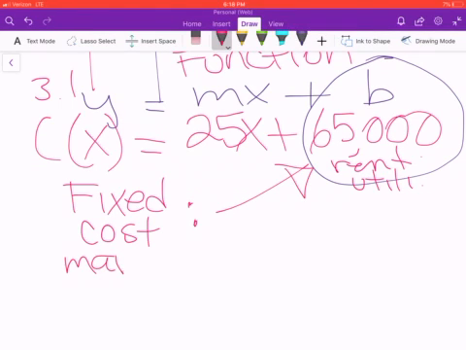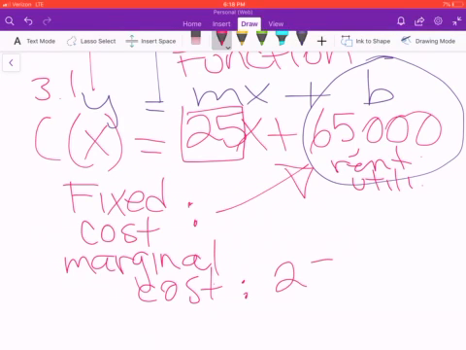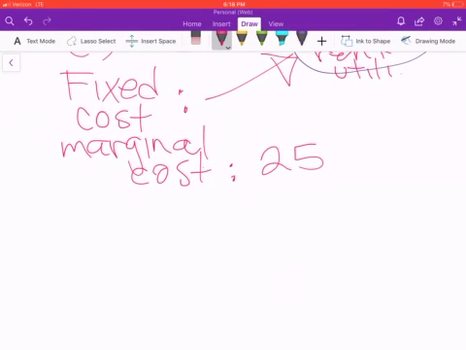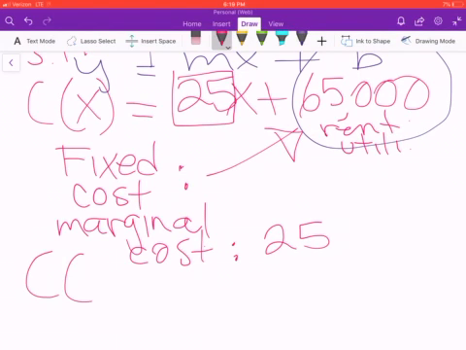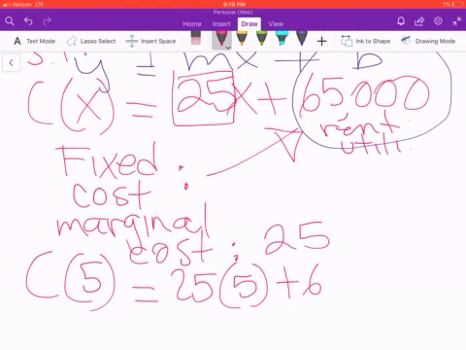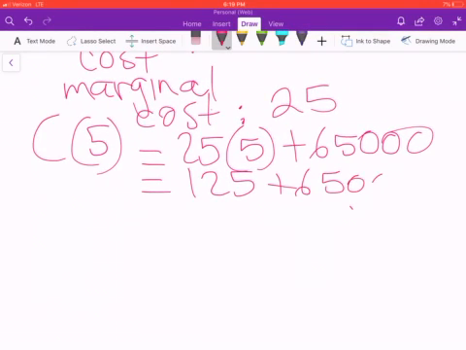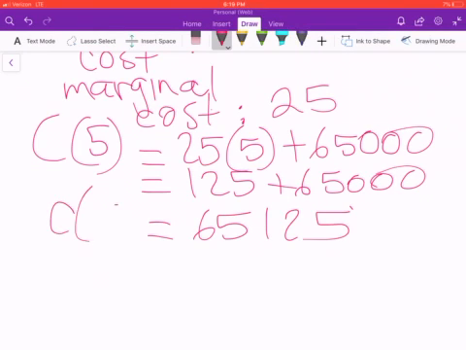Now, what is the marginal cost? The marginal cost is the cost per item, and that comes from here, the slope, and that would be 25. Now, let's say I ask you, find the cost of making 5 textbooks. Well, then you will have to substitute 5 in place of the x. So this will be 125 plus the 65,000, and that will give me 65,125. That's what it will cost to make that.